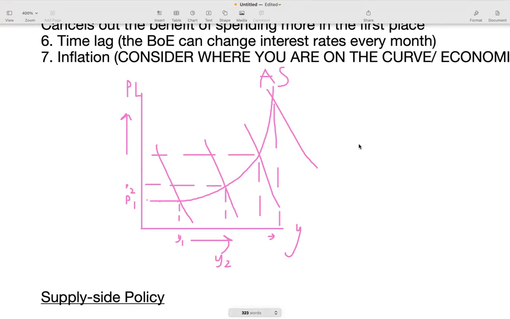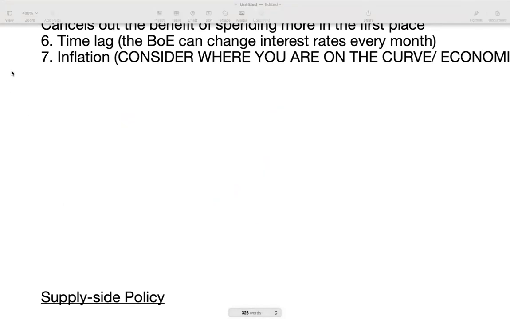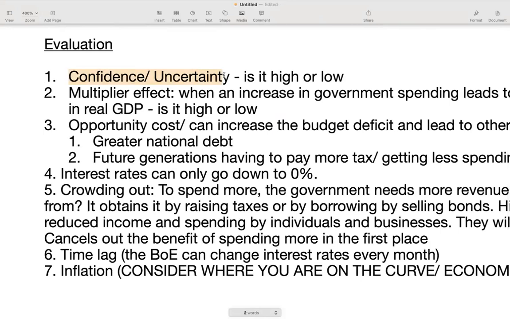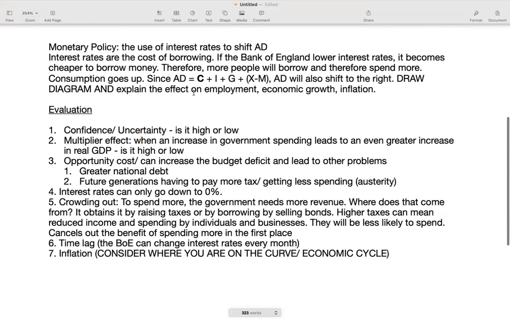But then on the other hand, when AD is low, you have these other issues: confidence is low, there's a lot of uncertainty, the multiplier is low. So is it even going to work?